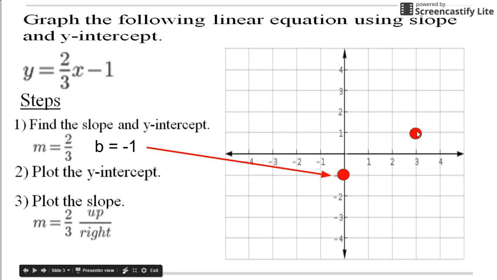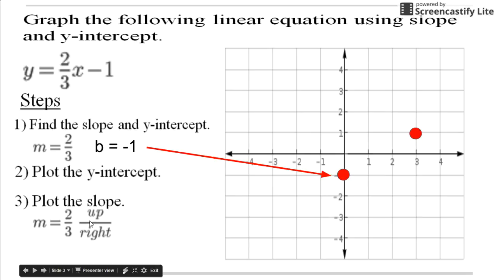Now, I don't have enough room to go back up 2 and to the right 3. I run off my graph. And so I don't add extra lines. Instead, I go back to where I started. So I go back to my -1 and I go, okay, which other way could I go that would still give me a point that would be in a straight line?